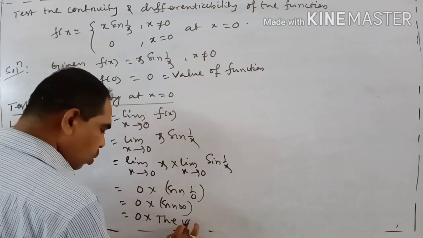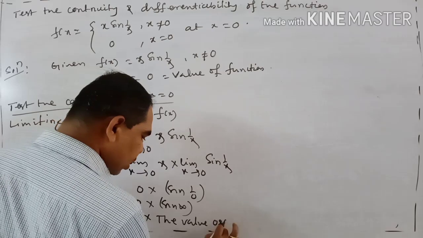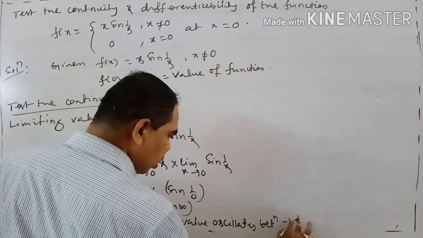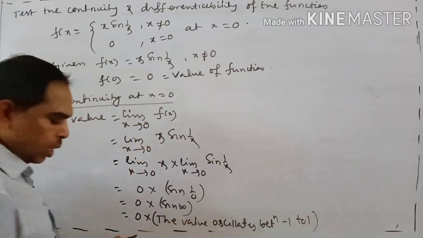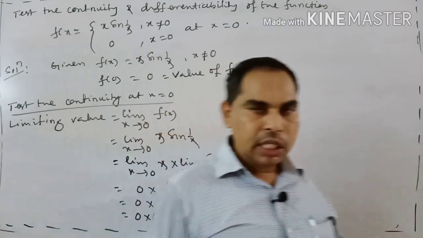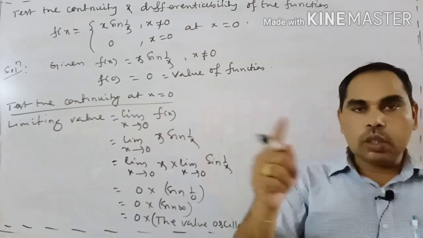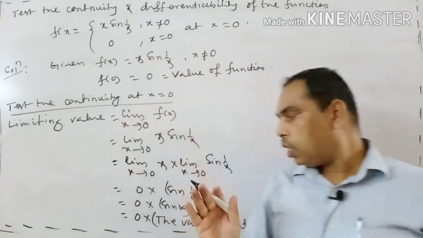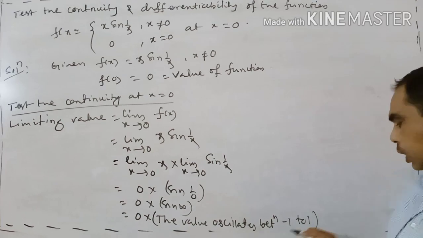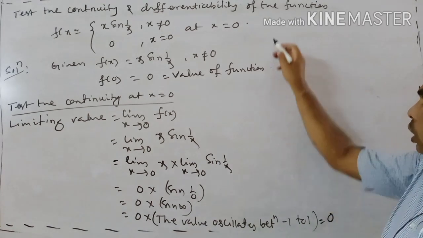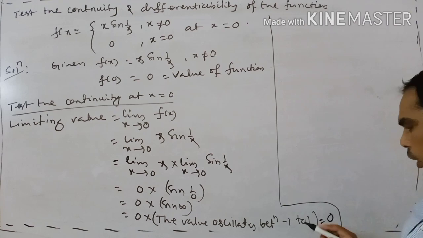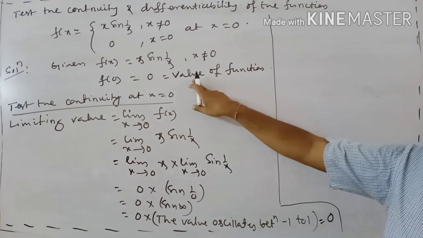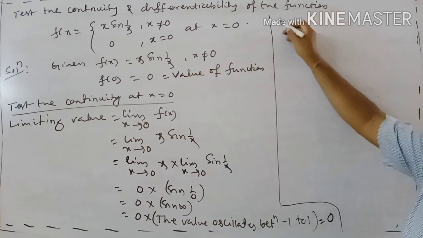The value oscillates between -1 to +1. Sin infinity is not a particular value. The value lies between -1 to +1, meaning to and fro motion. So 0 times something bounded is equal to 0. So the limiting value is equal to 0, and the value of the function is equal to 0.